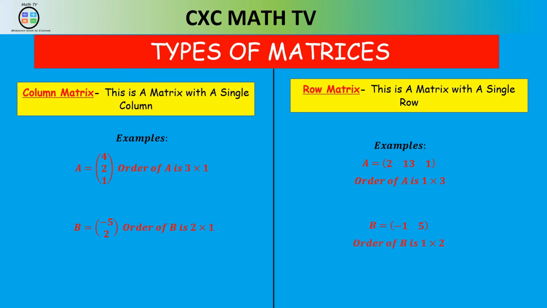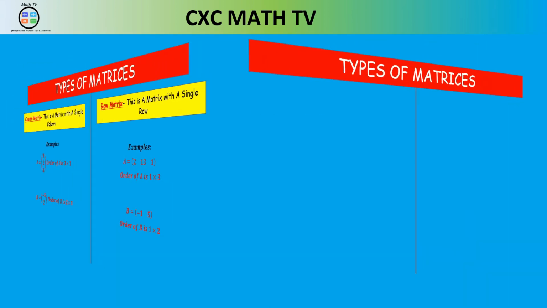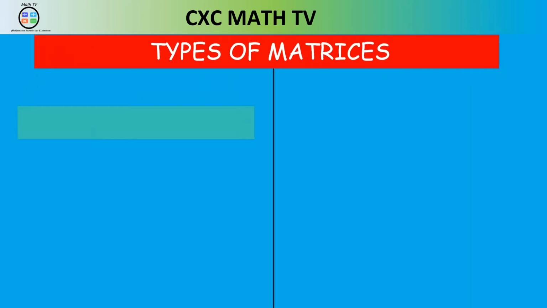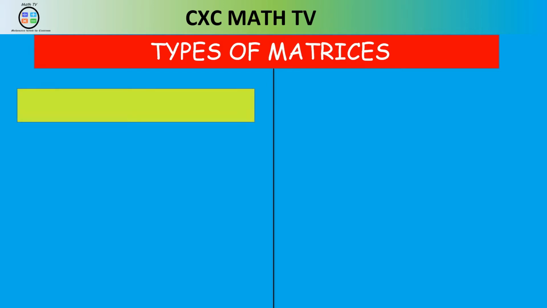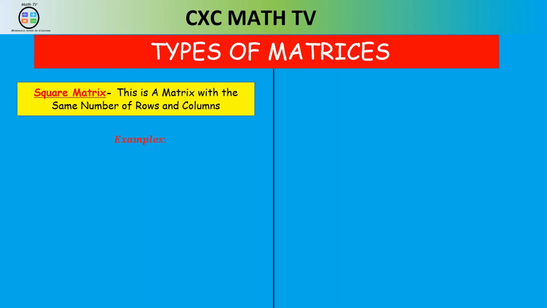The next type of matrix is known as a square matrix. Now the square matrix is a matrix with the same number of rows and columns. Example A, which is 2, 7, 1, 4. The order of A is 2 by 2 because it has 2 rows and 2 columns. B, 4 minus 1, 2, 2, 5, 0, 6, 5, 1. The order of B is 3 by 3 because it has 3 rows and 3 columns.